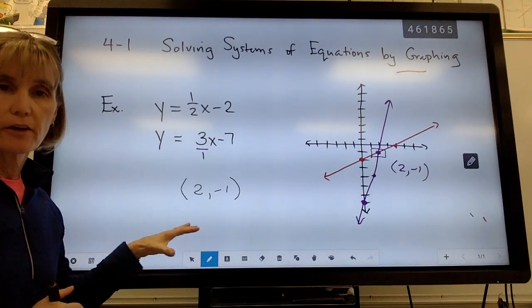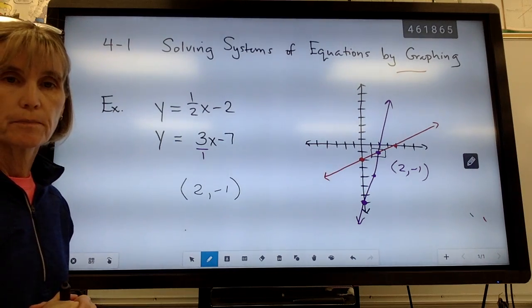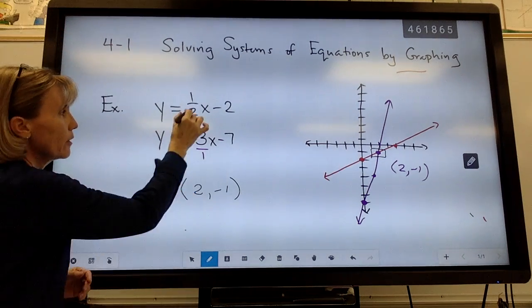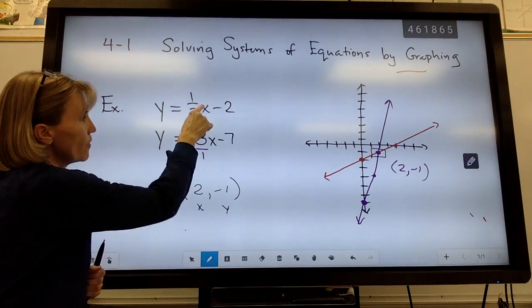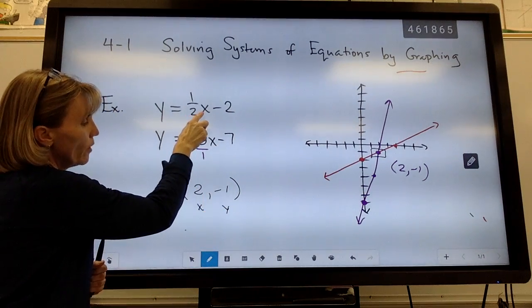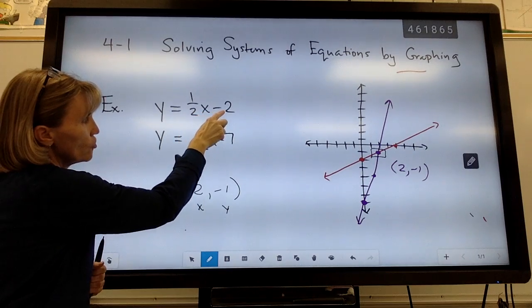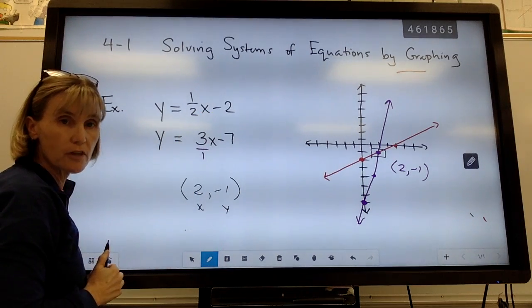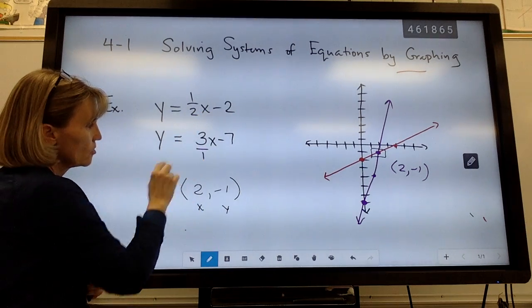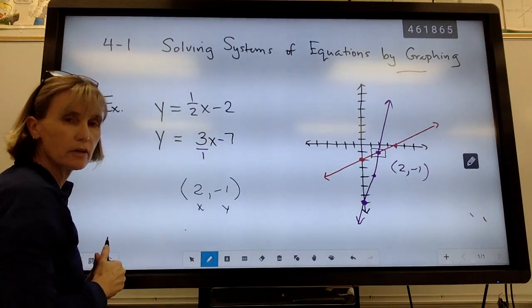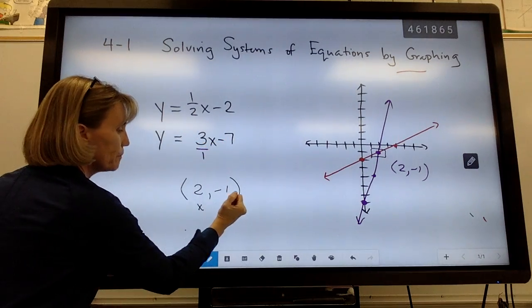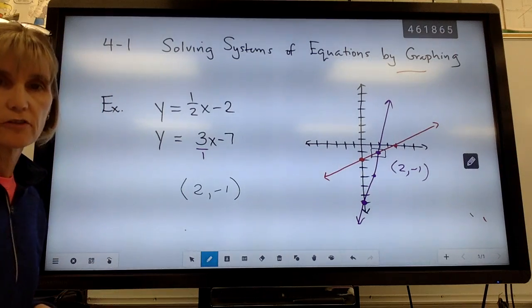Now how could I check that to make sure that it works? Okay, hopefully you said plug it in. If I take this as my x value and this is my y value, if I plug that into the top equation, 1/2 times 2 is 1, minus 2, I do get a -1, so that works in the top equation. And if I plug it into the bottom equation, 3 times 2 is 6, minus 7, I also get a -1. So (2, -1) is the solution to that system.